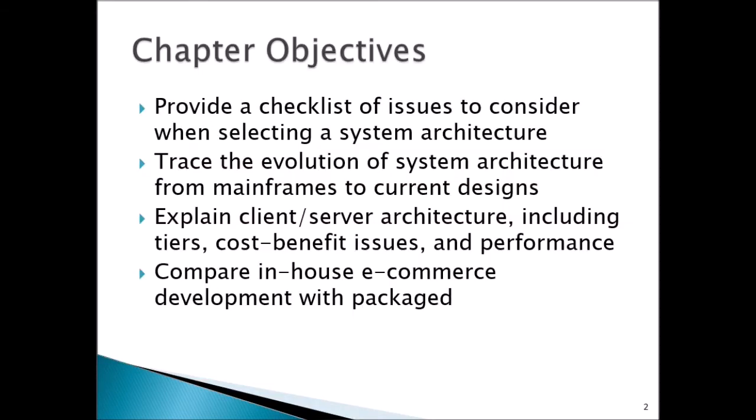Chapter Objectives. Provide a checklist of issues to consider when selecting a system architecture. Trace the evolution of system architecture from mainframes to current systems and designs. Explain client-server architecture including tiers, cost-benefit issues, and performance. Compare in-house e-commerce development with prepackaged solutions, is what that probably should say.